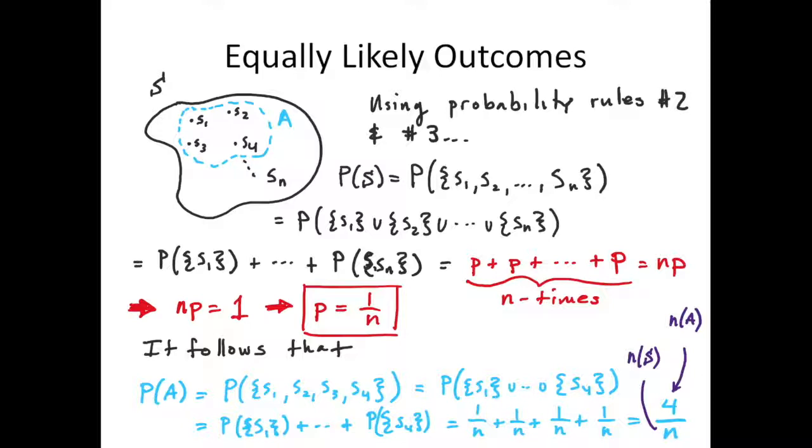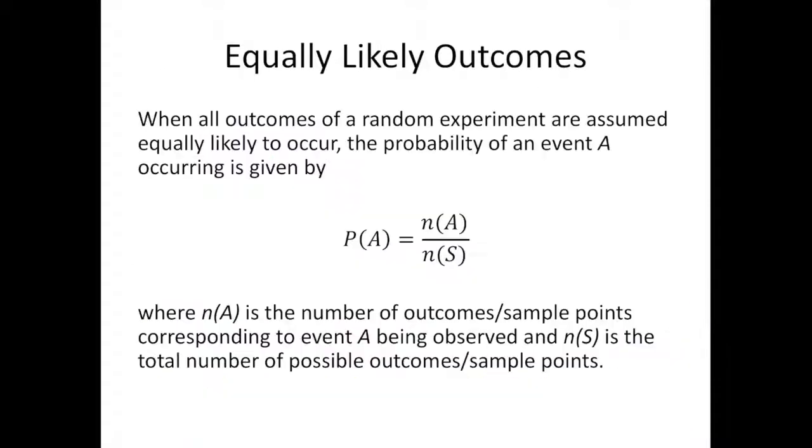That's what we just proved above in red. So I have 1 over n plus 1 over n plus 1 over n plus 1 over n. Well, that's repeated addition again. Turn it into multiplication, I get 4 over n. That n in the denominator is the total number of sample points, and that 4 in the numerator is the number of sample points corresponding to my event A in the picture. So that's where this formula on the previous slide comes from. The rules plus the assumption result in this formula.